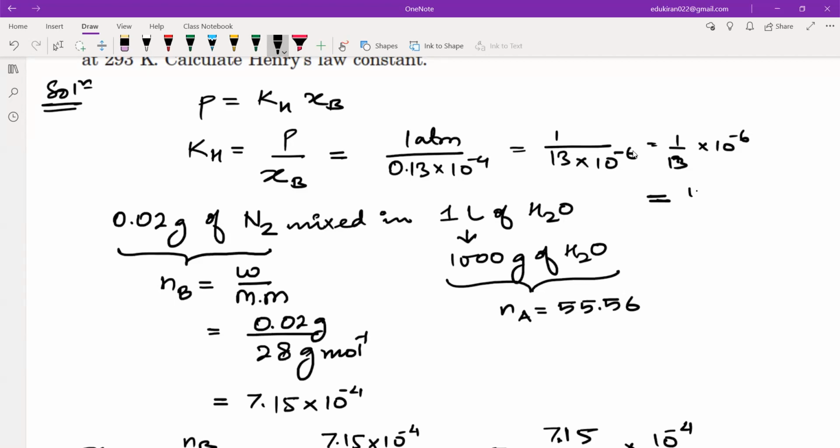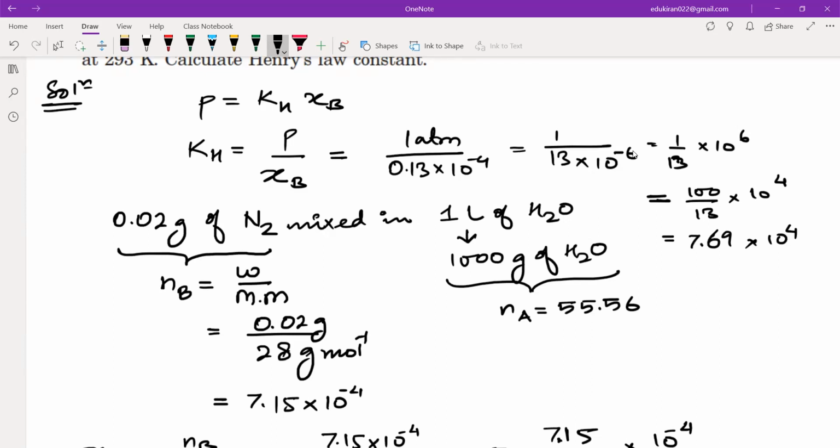So 1/13 को आप लिख सकते हैं 100/13 into 10 to the power -4. ठीक है? 100 यहाँ पे कर लिया, ये 2 0 इधर आ गए हैं. ये 10 to the power -6 का है ना, ये ऊपर जाकर +6 हो जाएगा, ये +4 हो जाएगा. ठीक है? तो 10 to the power -6 in the denominator will go above and it will become 10 to the power 6. 10 to the power 6 से 100 ले लिया हमने तो कितना हो गया? 10 to the power 4. 100/13 will be equal to 7.69 I guess into 10 to the power 4.